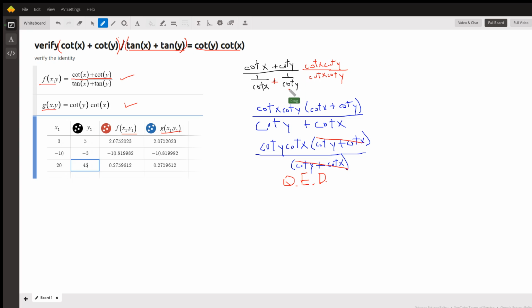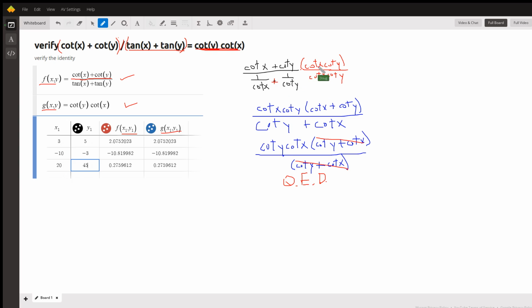I now have a complex fraction. I'm going to multiply numerator and denominator of the big fraction by the LCD of these little denominators, which is cotangent x, cotangent y. I could distribute this multiplier times both terms here, but I notice that that's kind of what I'm trying to end up with. So I'm going to not distribute. I'm just going to write it like this.